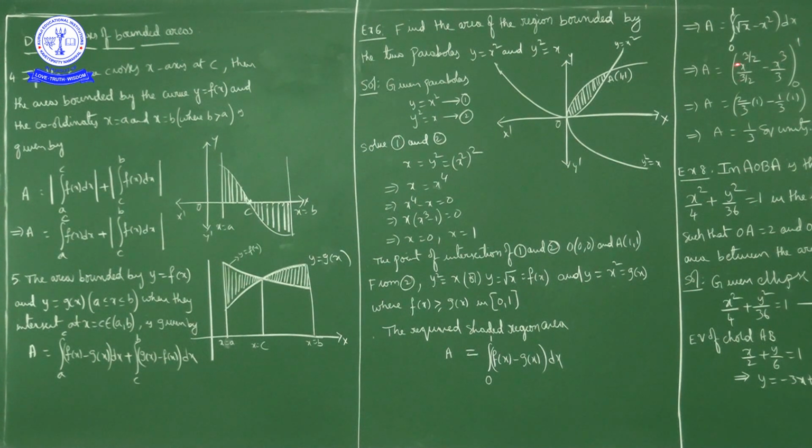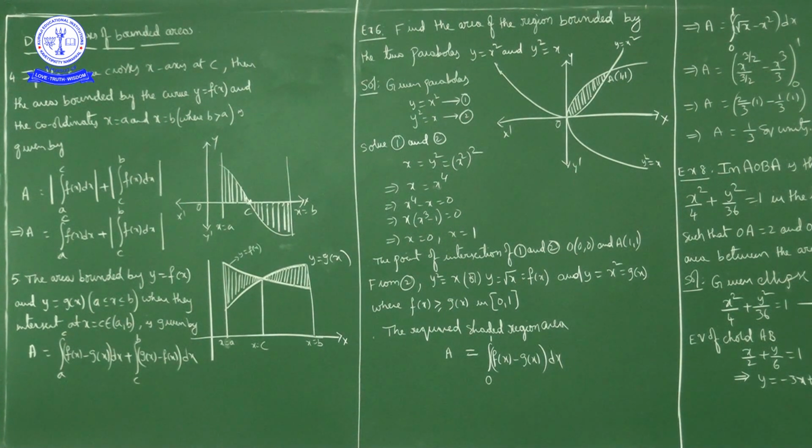Now the 3 by 2 in the denominator becomes 2 by 3 in the numerator. So 2 by 3 into, in place of x we substitute 1, so 2 by 3 into 1, 2 by 3, minus 1 by 3, in place of x we substitute 1, so 1 by 3. If we substitute the lower limit, that is 0 only. So what is the area? Area is equal to 2 by 3 minus 1 by 3, that is 1 by 3 square units. The shaded region area is equal to 1 by 3 square units.